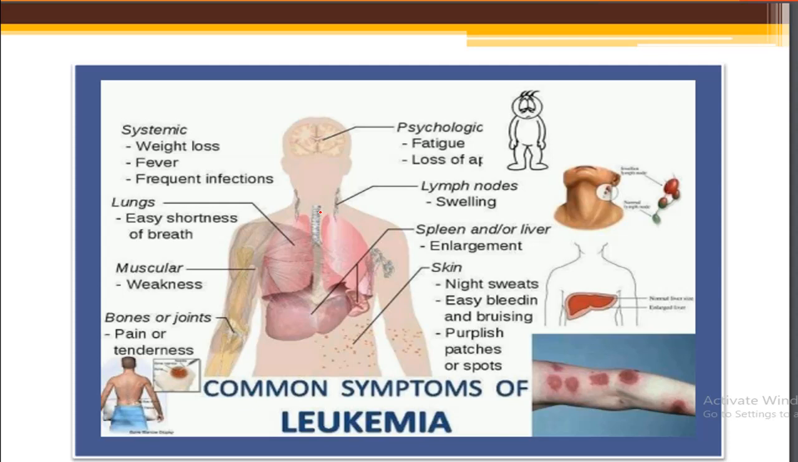Okay, so sa systemic, there will be weight loss, fever, frequent infection, easy shortness of breath, muscle weakness. Sa bone naman, pain and tenderness. Psychologic, fatigue and loss of appetite. Sa lymph nodes, there will be swelling or enlargement. Sa spleen, ganun din, enlarged ang spleen and liver. Sa skin, night sweats, bleeding, bruising, purple patches or spots. Okay, so yun.